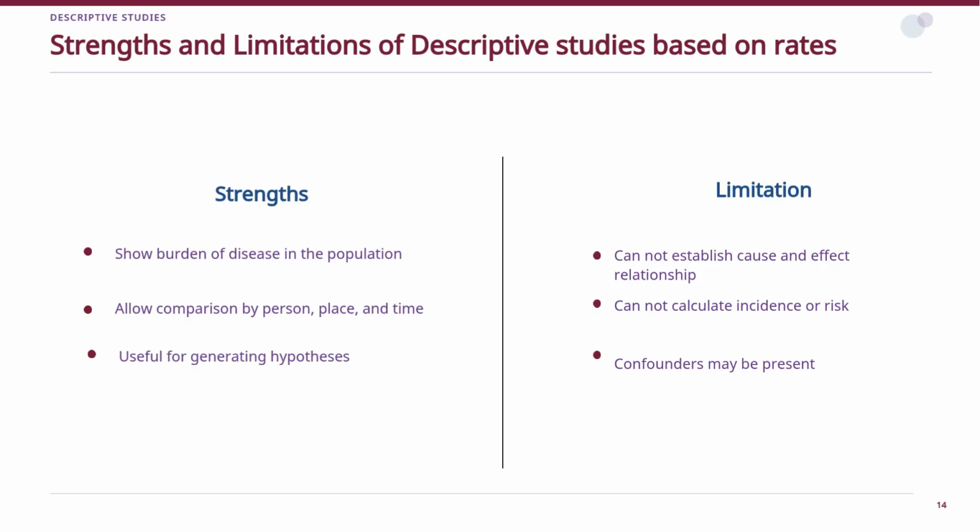However, they also have limitations because they are descriptive. They cannot establish a cause and effect relationship. They also may not always allow us to calculate individual risk, especially when detailed population information is not available. In addition, other factors, called confounders, may influence the patterns that we observe.